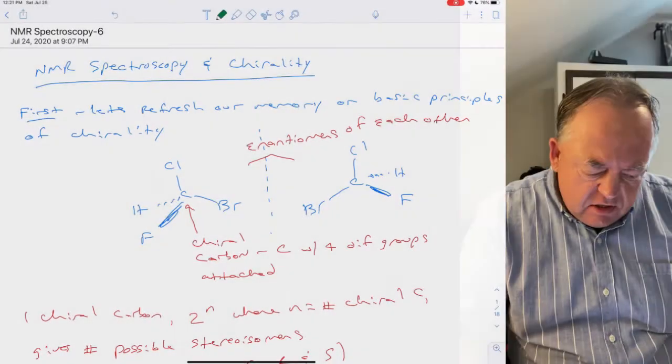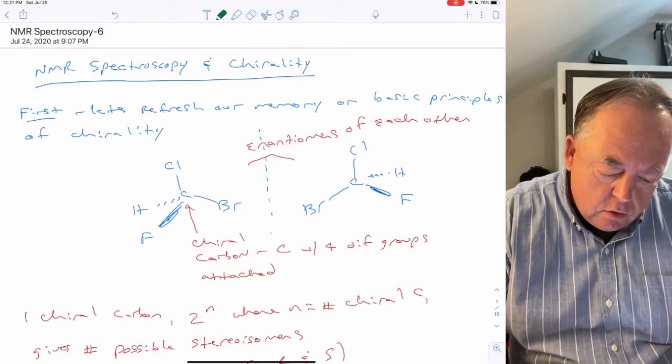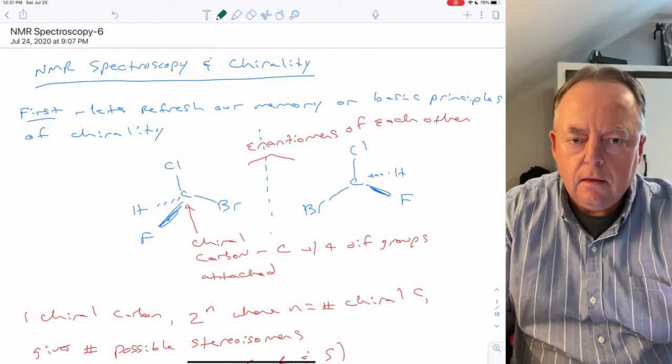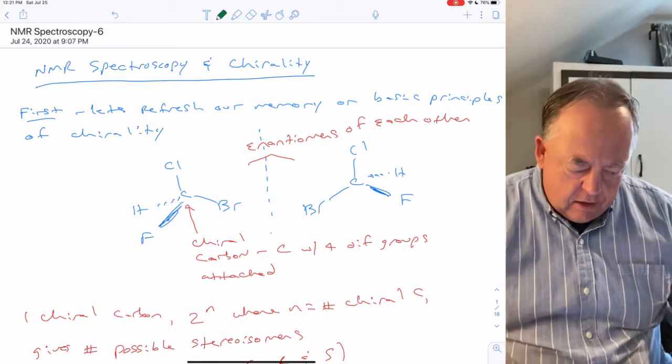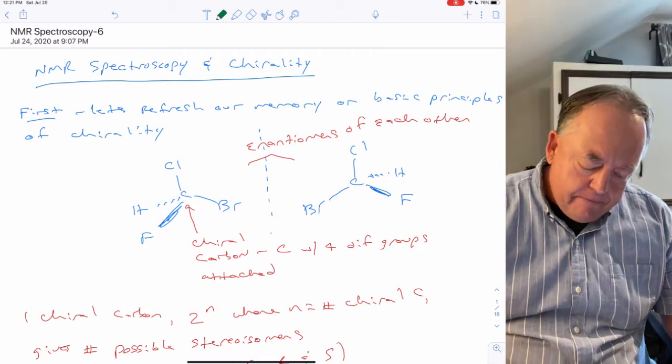So this will be the 6th lecture over NMR spectroscopy. In this lecture, the main thing we'll cover is how chirality affects NMR. Okay, so first let's do a little refresher. Remind yourselves of some of the basic principles of chirality.